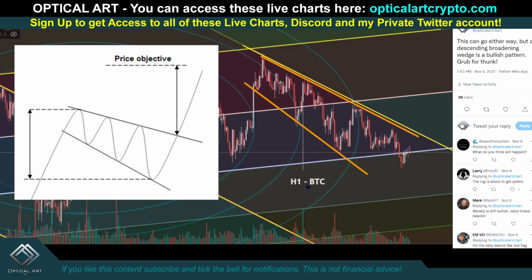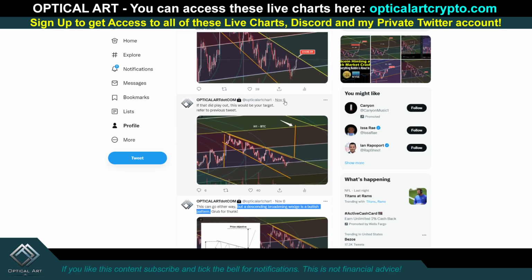We were at support. By the way, how I play this is, if we drop below, I stay out. Once we push back up and hold support, that's where I buy in to ride it up. This was the pattern I was showing you, which is a bullish call. And this was the next tweet I made showing the potential distance we would go. If that did play out, this would be your target.